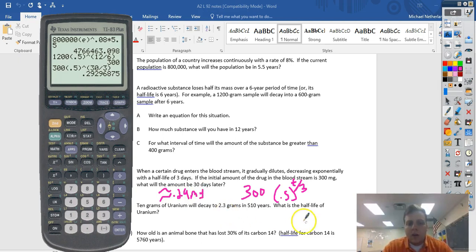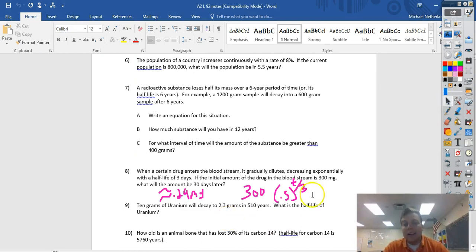Alright, 10 grams of uranium will decay to 2.3 grams in 510 years. What is the half-life of uranium? Okay, this is a good question, but honestly we're out of time and we're never going to test you on a question like this. So I encourage you guys, if you really like this kind of stuff, see if you can stop and figure that out. But for the sake of our time, this video is already 21 minutes long. Don't worry about 9 and 10.